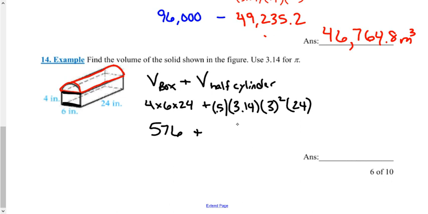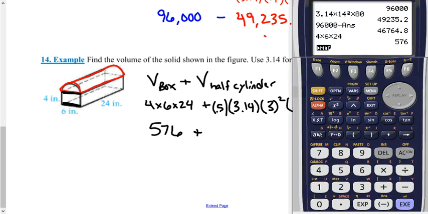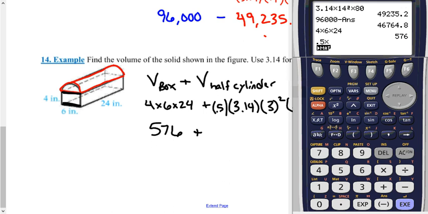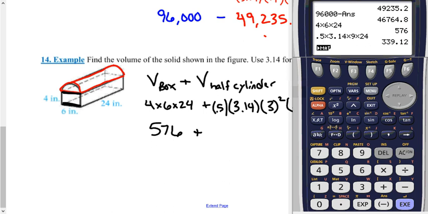Then we're going to add on this half of a cylinder. Okay. So let's go back to our calculator, and I'm going to put that in just like we see it. So we'll put in 0.5 times 3.14 times 3 squared is 9. I'm just going to put 9. I mean, you can do 3 squared if you want. And then times 24. This gets us the volume of that half cylinder.